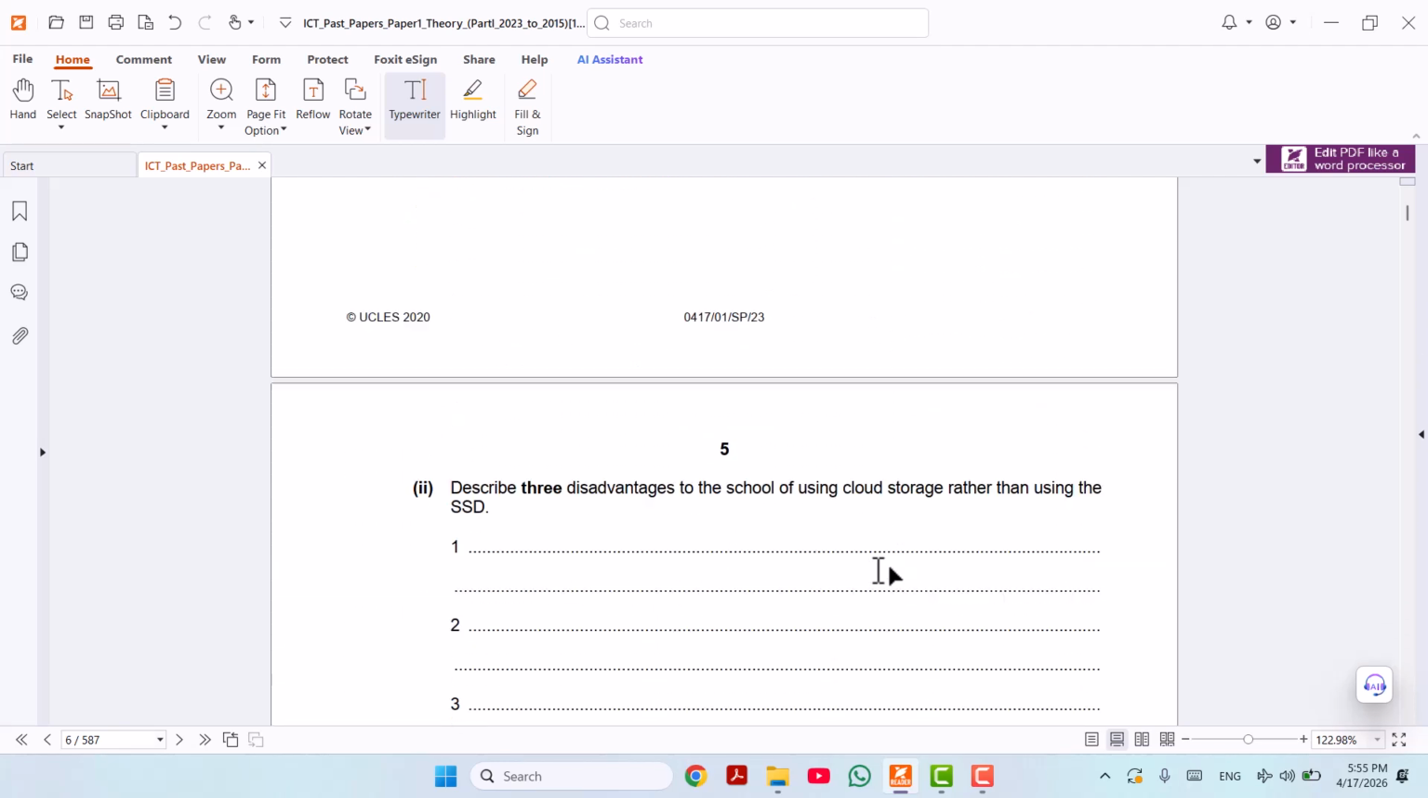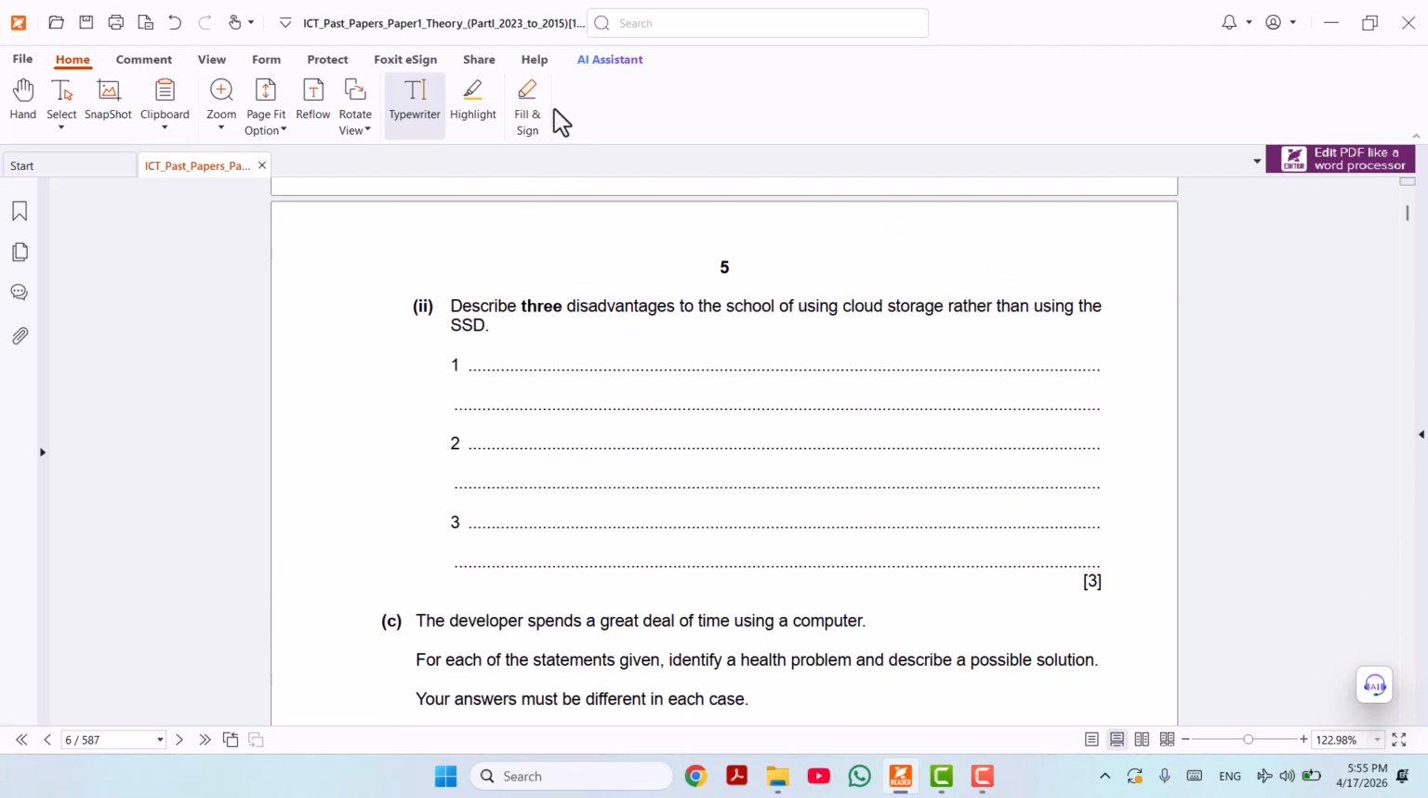Let's move to the next question. Describe three disadvantages of the school using cloud storage rather than the SSD. The big problem of the cloud is that it is not secure, but the SSD is more secure.